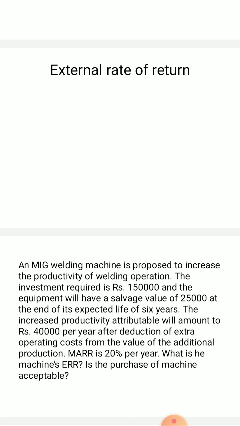So whatever is reinvested by the company, the particular interest rate at which that reinvestment amount is returned as soon as possible, that rate of interest we can consider as the external rate of return. So for a reinvestment consideration, IRR cannot be used. We use the external rate of return in this case.